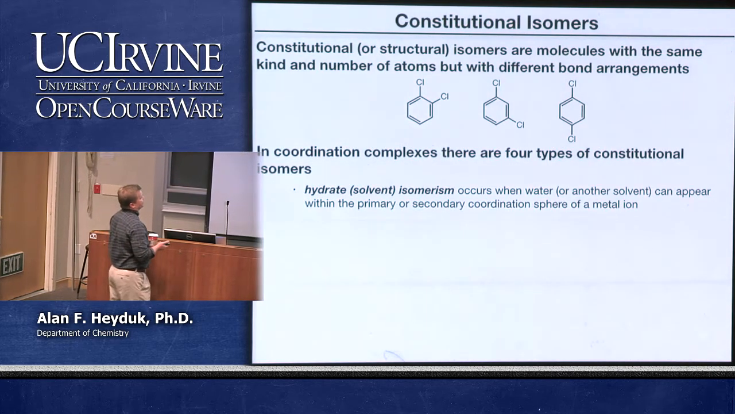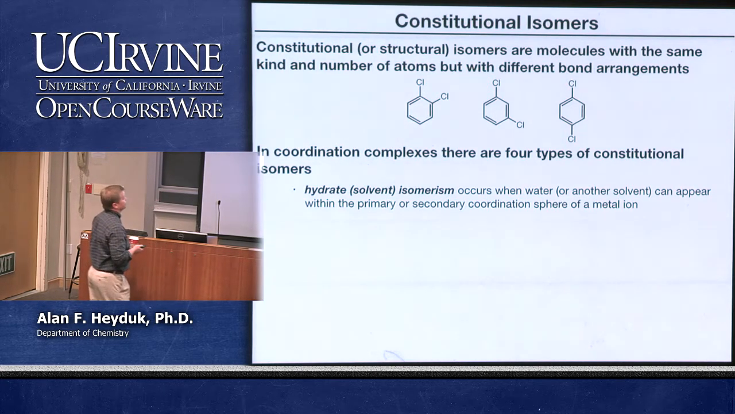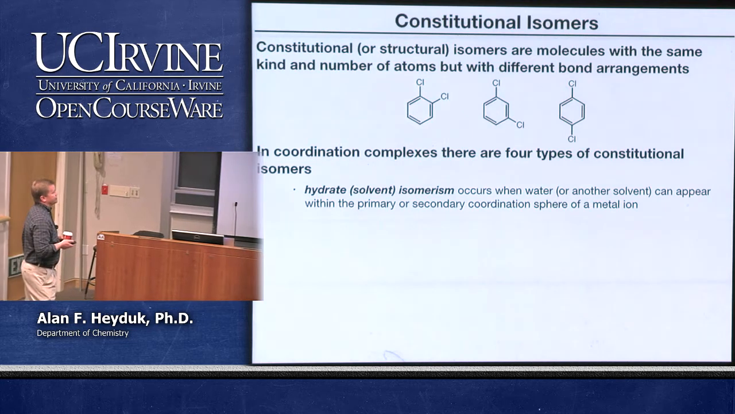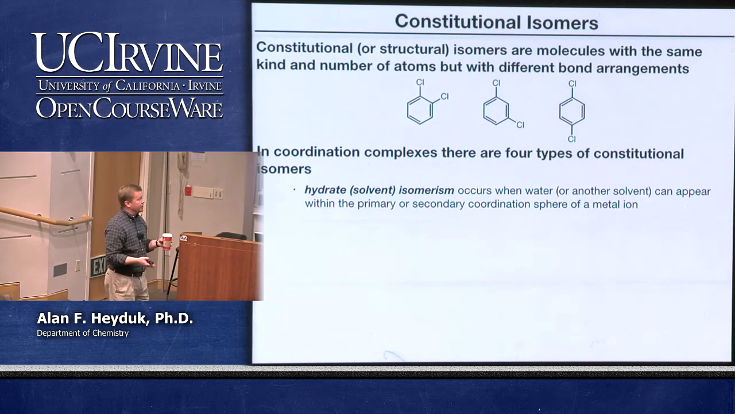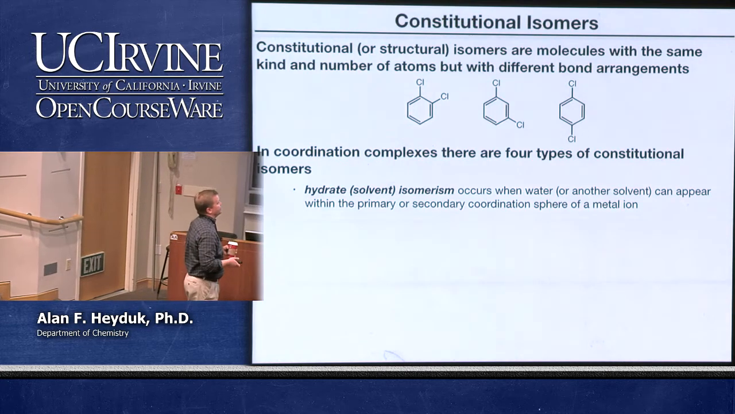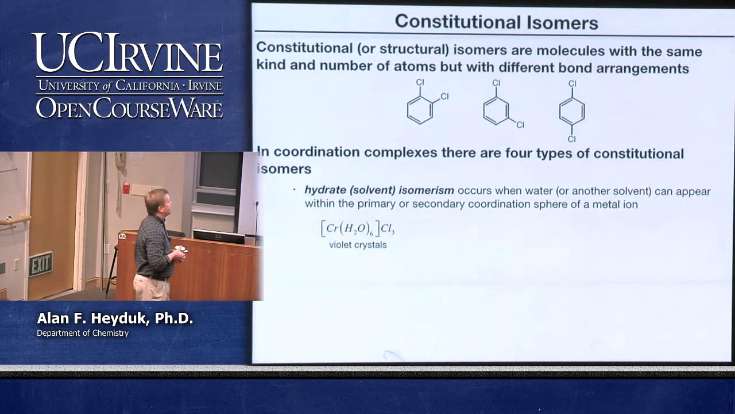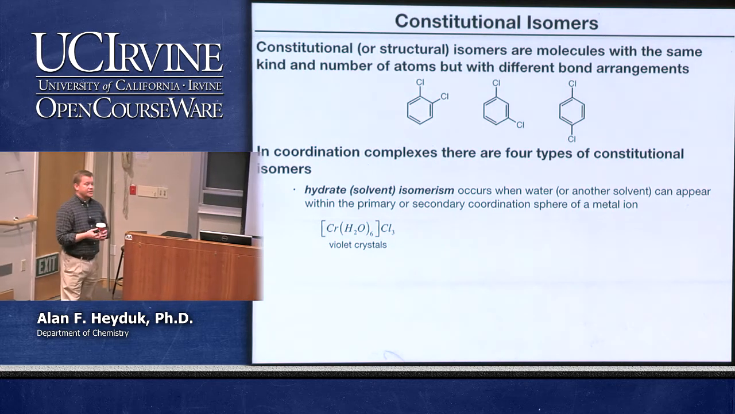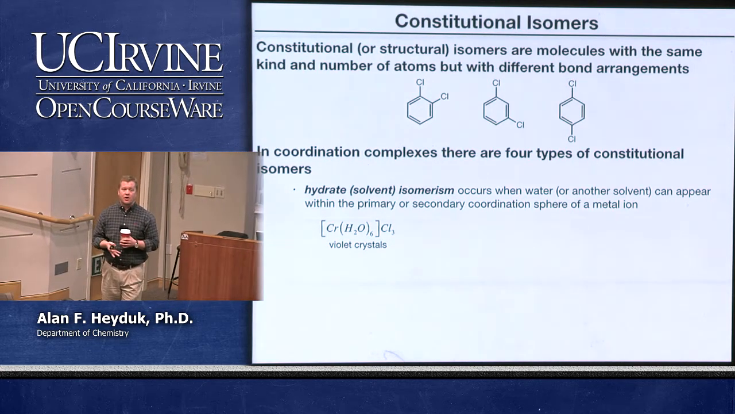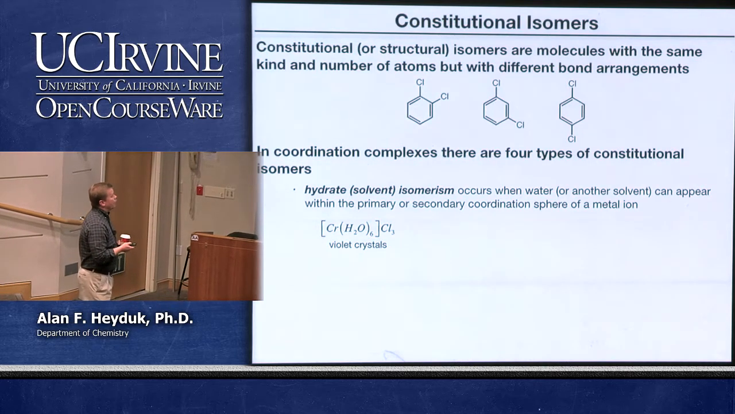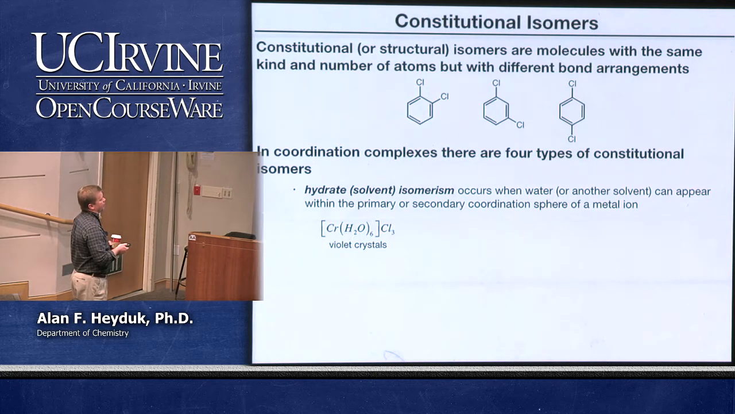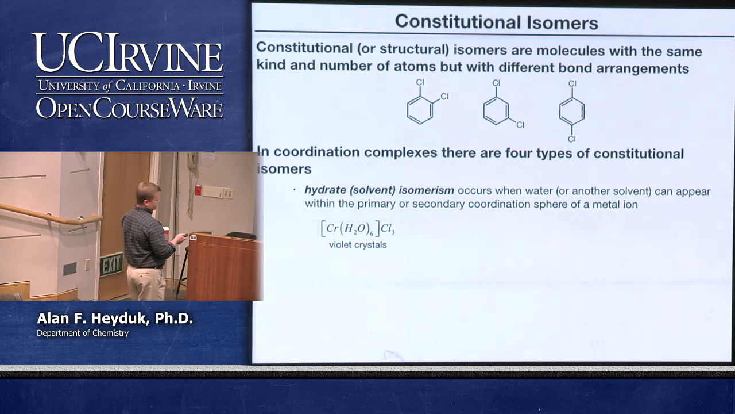So in coordination complexes, there are 4 different types of constitutional isomers. The first is a hydrate or solvent isomer, and that occurs when water or some other solvent can bind within the primary or secondary coordination sphere of a metal ion. A classic example is the hydrated salts of chromium trichloride. One version of chromium trichloride hydrate has 6 water molecules in the primary coordination sphere of the chromium-3 ion. So this is a trication that has 3 chloride counteranions, and it's a beautiful violet color.